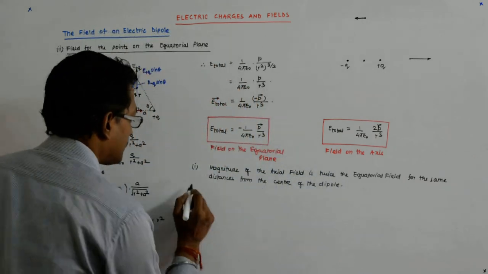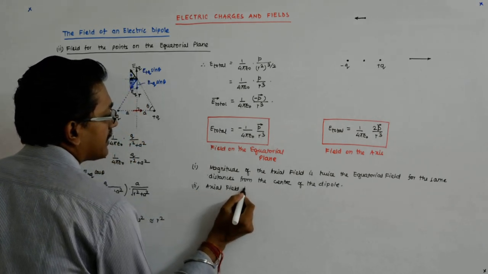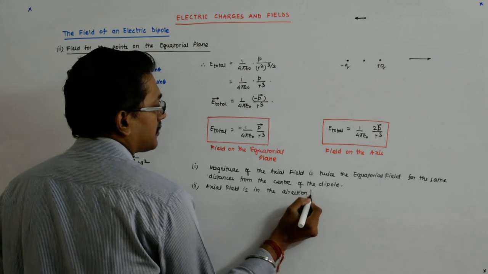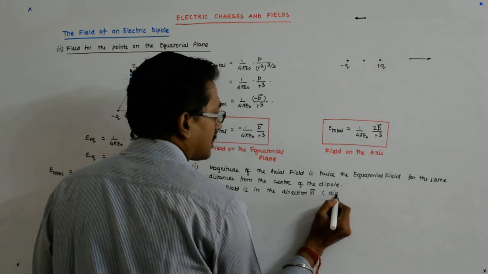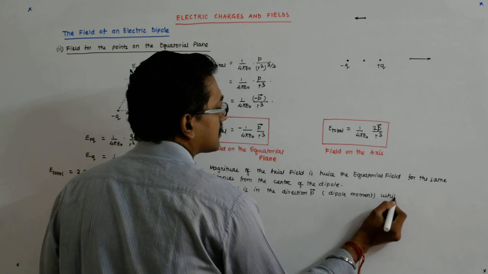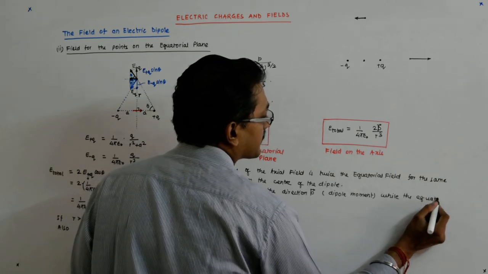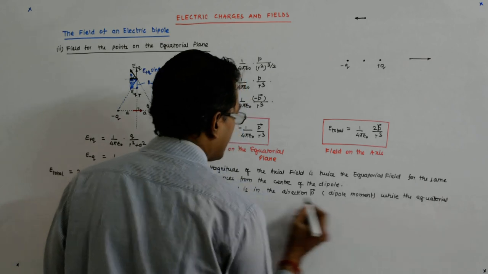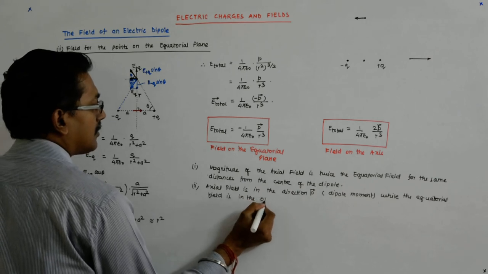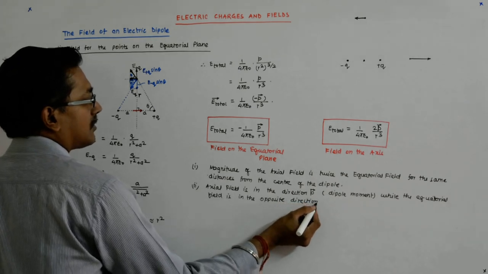What is the second point? The axial field is in the direction of P, that is the dipole moment, while the equatorial field is in the opposite direction. We see that it is in the opposite direction.